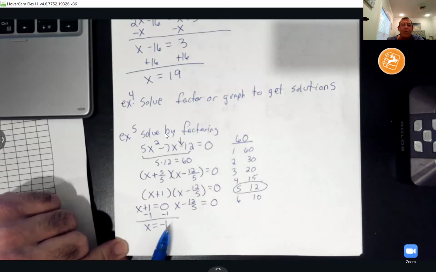Okay? So if you got a number in front, that's what you got to do. You got to multiply it by the last number, get factors of that number that equal the middle. When you got them two numbers, divide that 5 back out, okay?